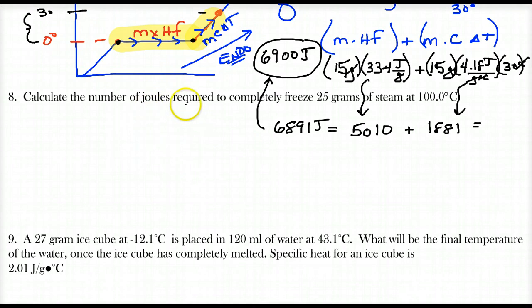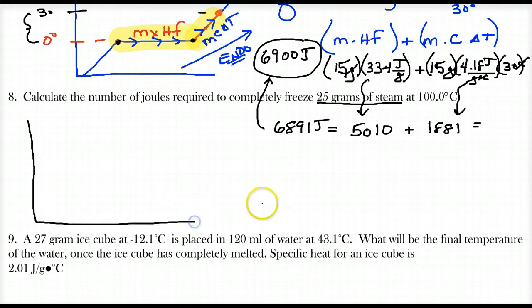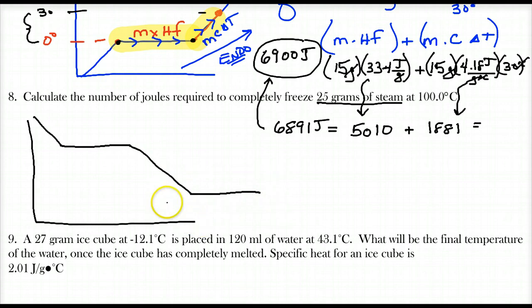Number 8, count the number of joules required to completely freeze 25 grams of steam at 100. So if we want to freeze some steam, we're going to start with gas, gets cooler, starts to condense, has to become a liquid first, then freeze completely. So we're looking to do 3 things. We have 25 grams of steam at 100. Okay, so we're here first. Then we're going to have to cool it 100 degrees. And then we're going to have to freeze it.